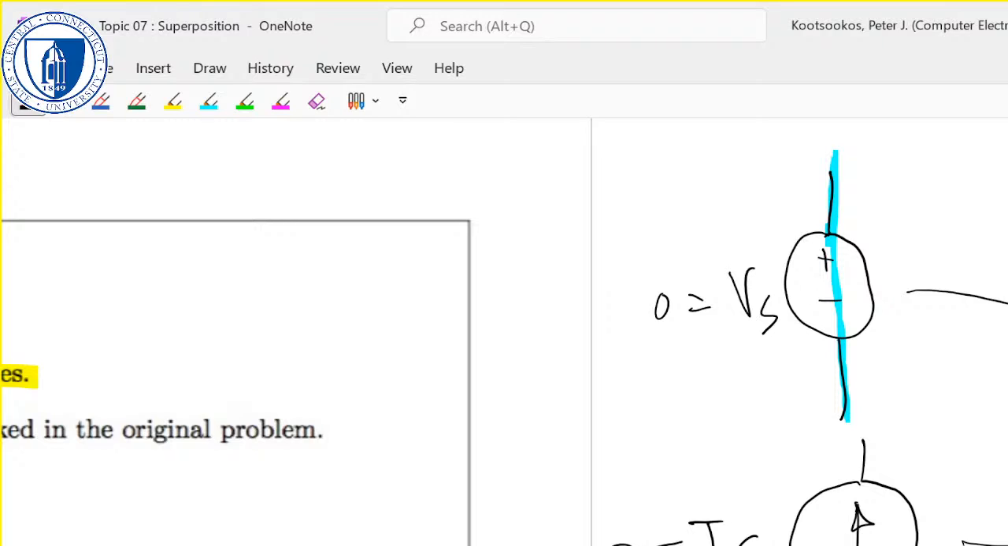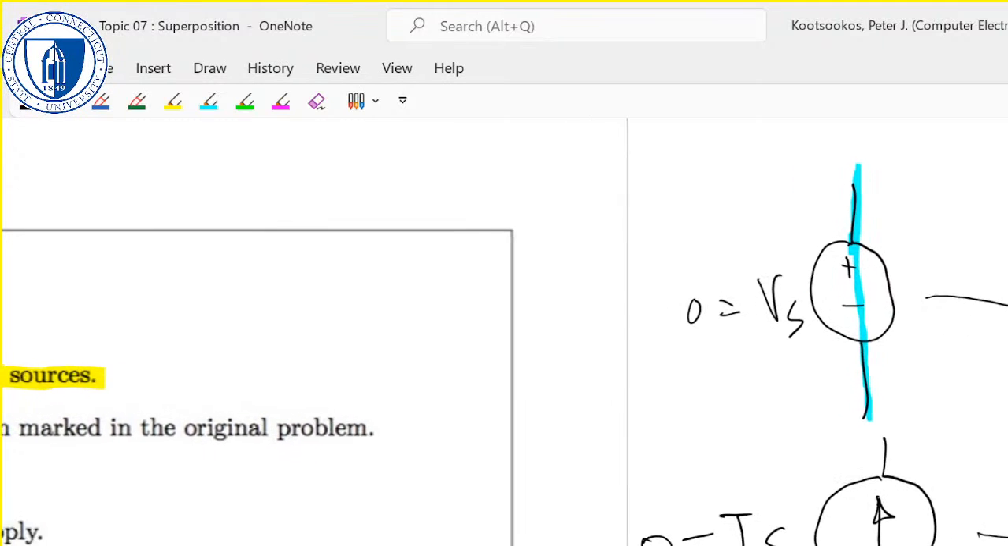And this is the ideal voltage source. Okay, so there we go.